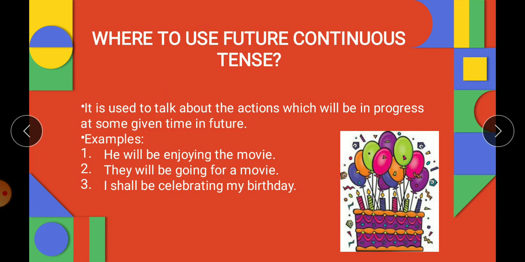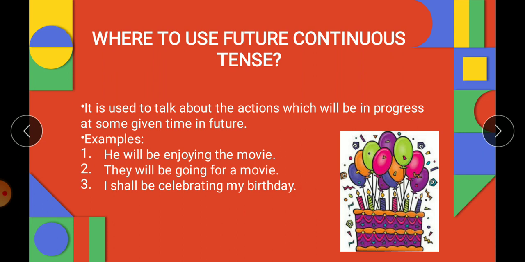Now coming to the use of future continuous tense. It is used to talk about the action which will be in progress at some given time in the future. That means आने वाले समय में जो काम आप लगातार करेंगे, that is future continuous tense. Right? Like he will be enjoying the movie. They will be going for a movie. I shall be celebrating my birthday.